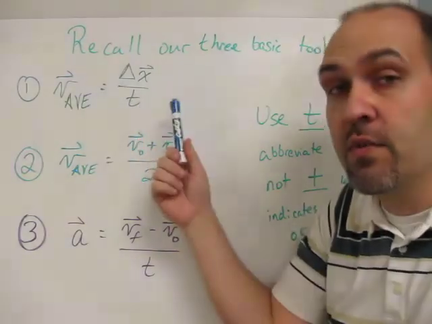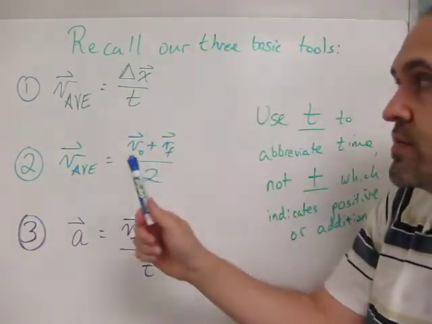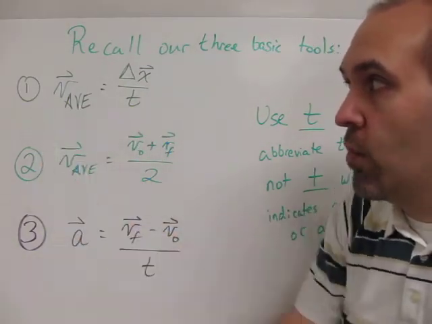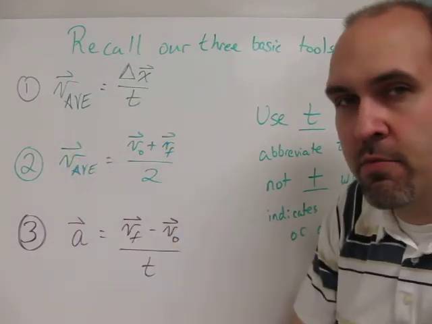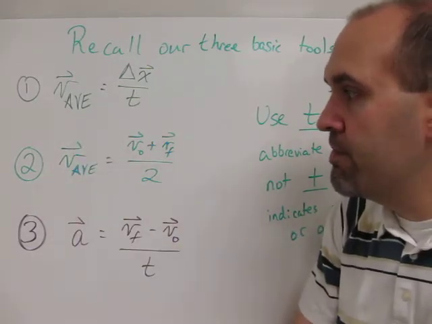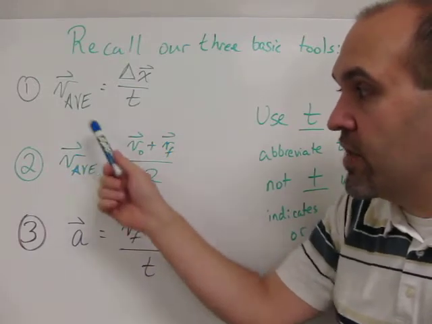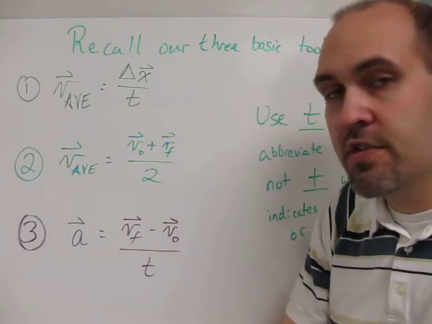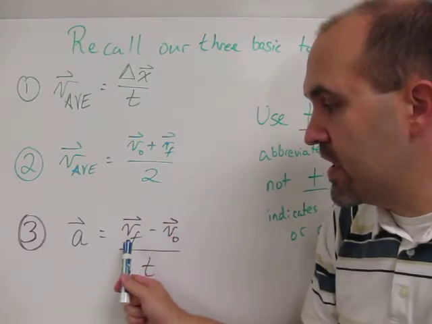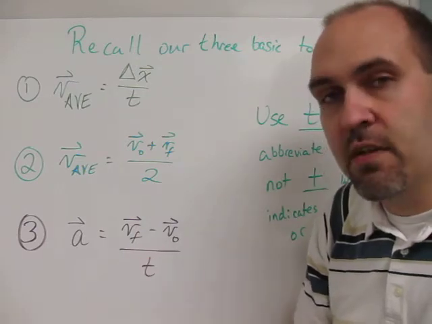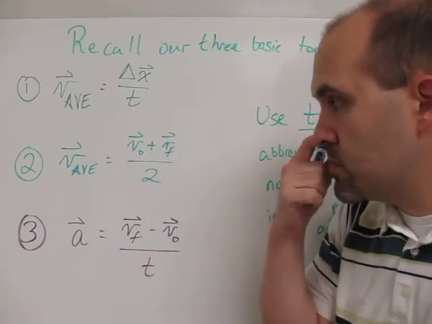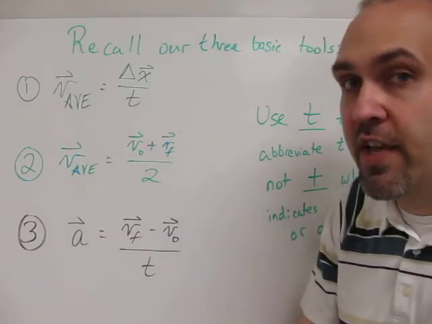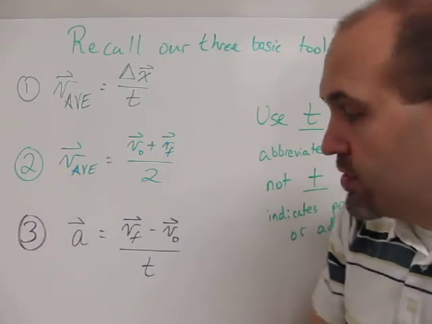Recall the equations that we had before, our 3 basic tools. So we defined average velocity as displacement divided by time. I'm going to call that equation 1. So make sure that when you write that down, you number it, because I'm going to be referring to these throughout the video. The second equation, another equation for average velocity, is original plus final velocity divided by 2. And then our definition for acceleration, which is the change in velocity, that is the final velocity minus the original velocity, divided by the time it takes to make that change. We're going to be using these 3 equations to put them together to make more advanced equations that we'll use in the course.